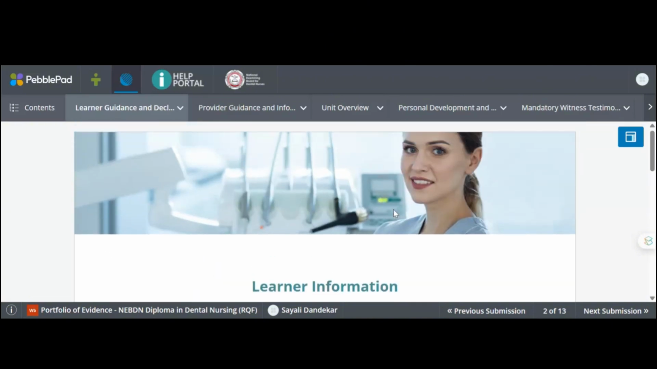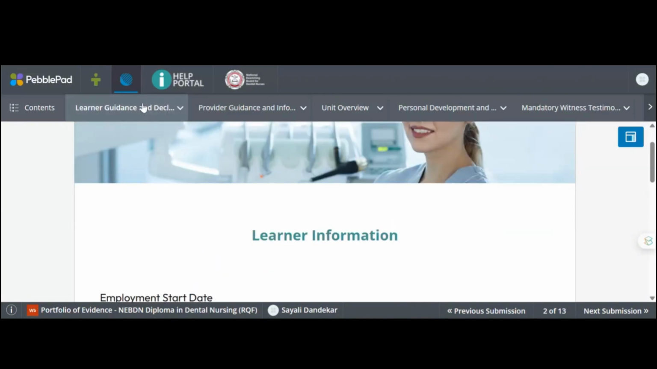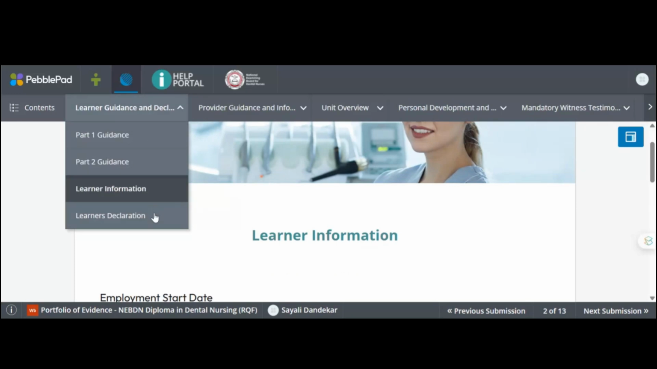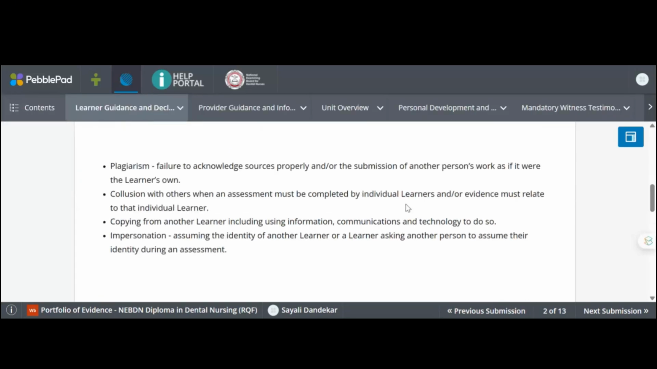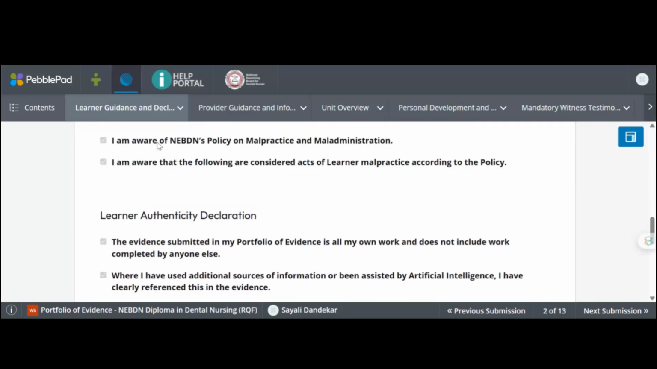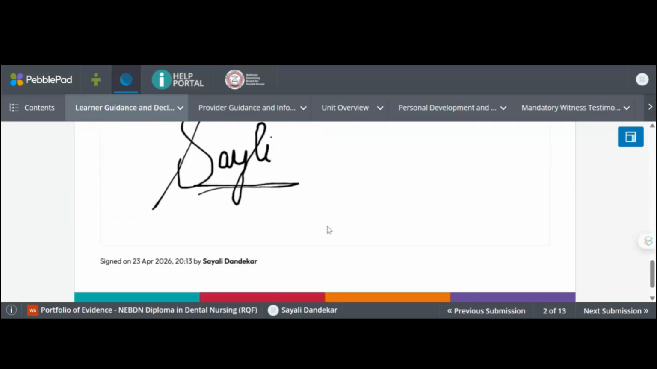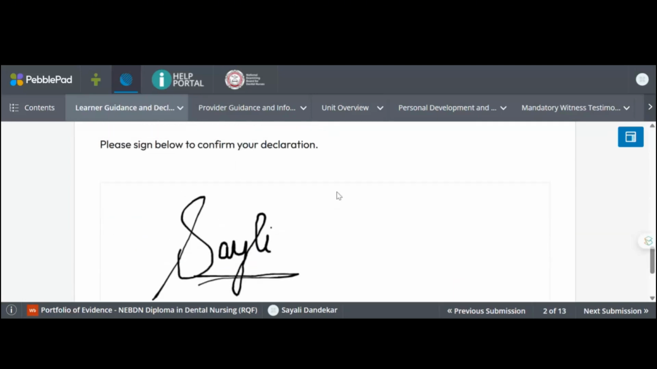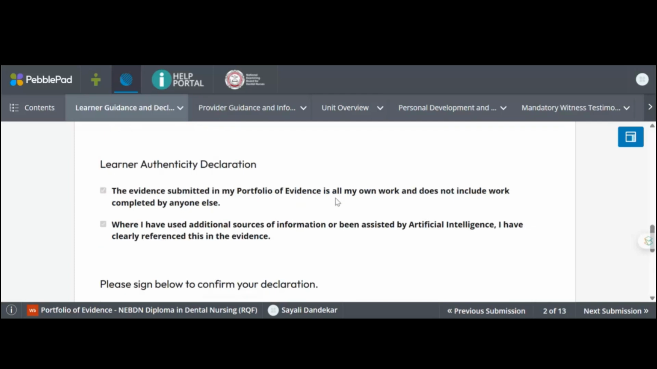Okay, so first of all, you have to complete your learner information. After that, it has one more part, that is learner's declaration. And here you have to tick all these boxes. And on the last one, you have to sign. Okay, so as soon as you complete these two parts, you can continue and start filling your units.